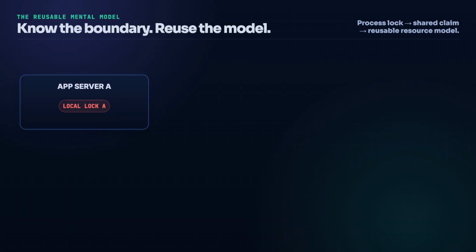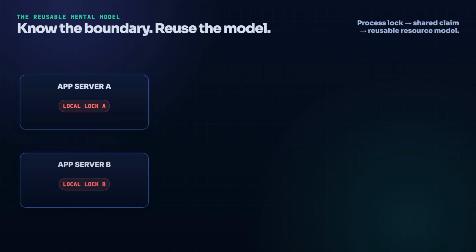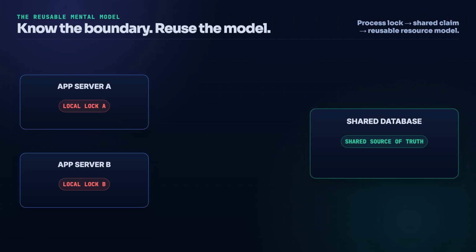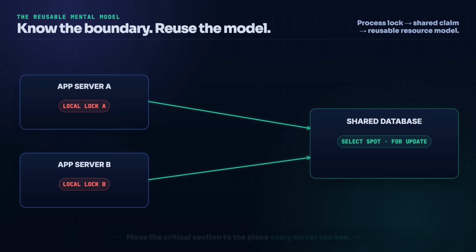One final boundary. A Java reentrant lock protects one process. If two application servers manage the same physical lot, each server has its own lock, so the atomic claim must move to shared storage. For example, a database transaction can lock the selected spot row. The critical section stays the same idea. It moves to the place every server can see.